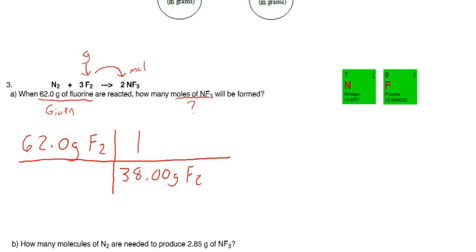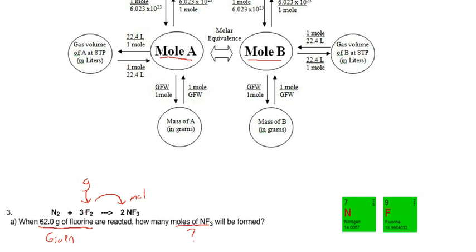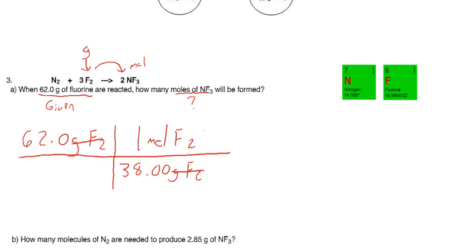F2 is in 1 mole of F2. My grams cancel, so I'm now expressed in terms of moles of fluorine, and I see that once I'm in moles of one substance, I can go to moles of the other one directly using the balanced equation. That's where the coefficients in this equation come in.